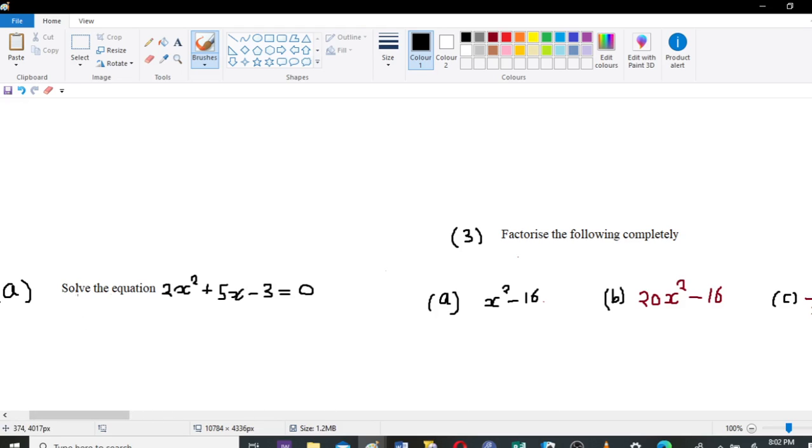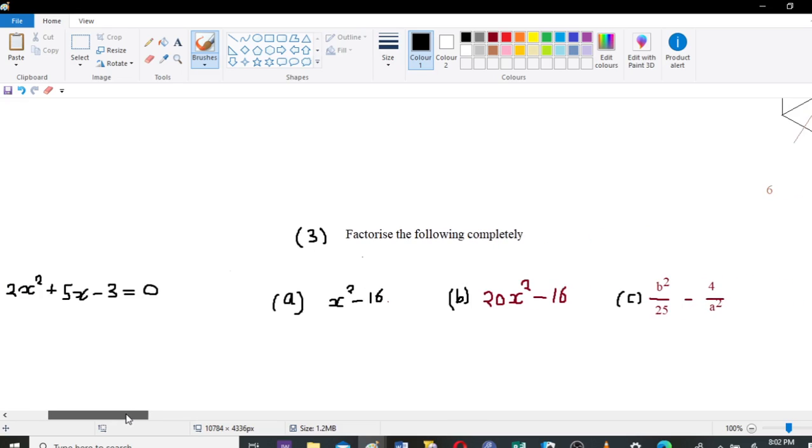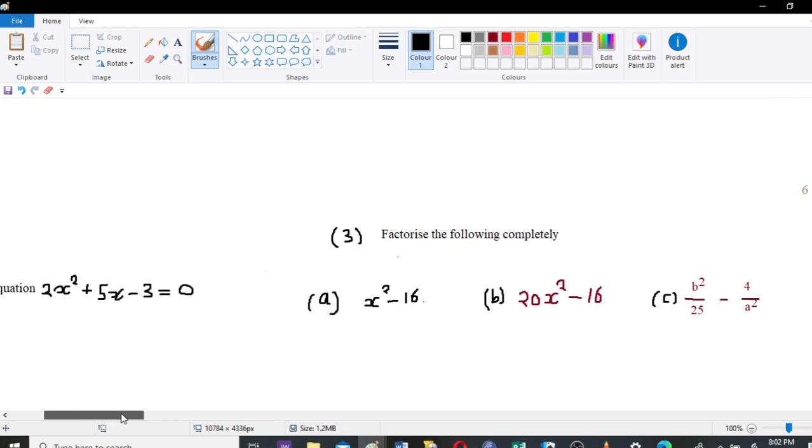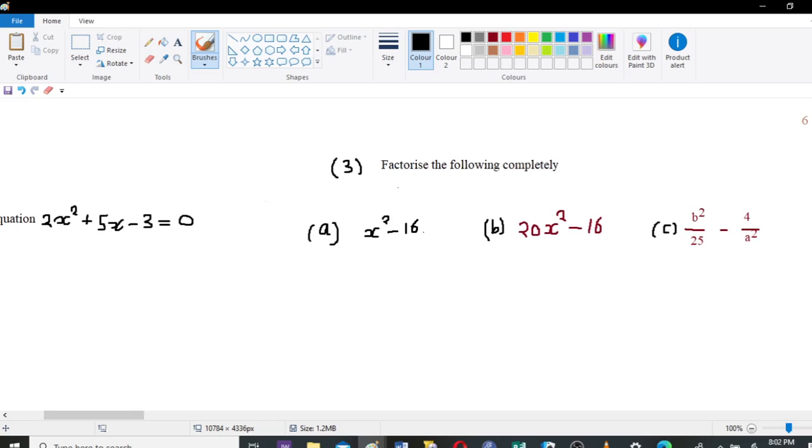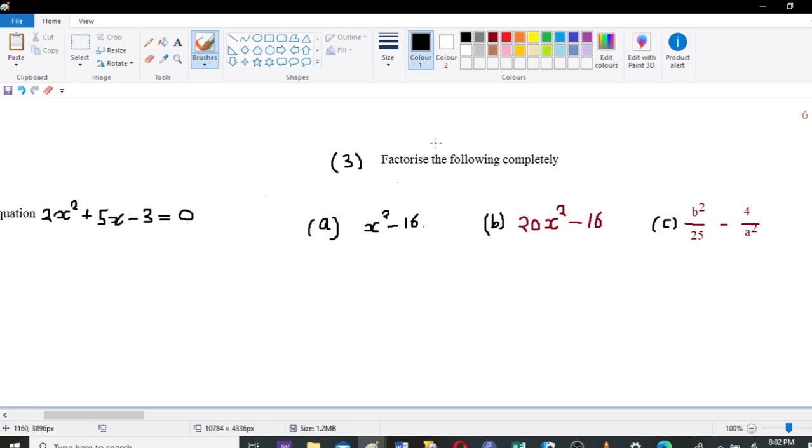The first question is to solve the equation. Now, we are not going to start with this one. The reason being, I want us to use some ideas from these questions here. Okay, and factorize the following completely. So we need to factorize each of these questions completely.